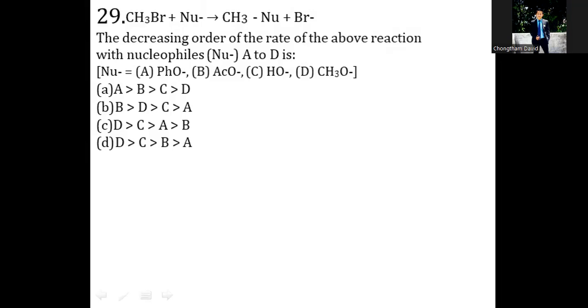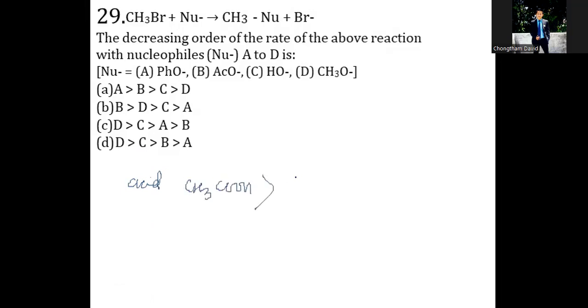Will it be phenoxide, acetate, hydroxide, or methoxide? So let us see the acidic character and the basic character. Stronger the acid, weaker the conjugate base. You have learned this in the equilibrium part. So let us arrange this based on acid strength.